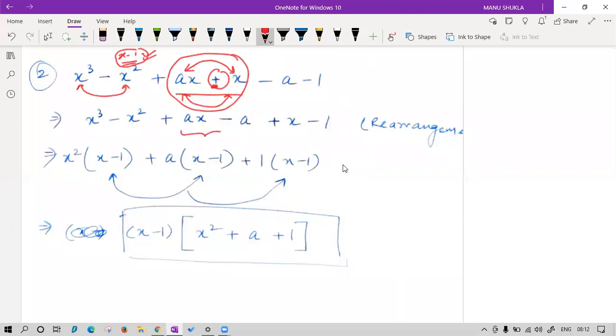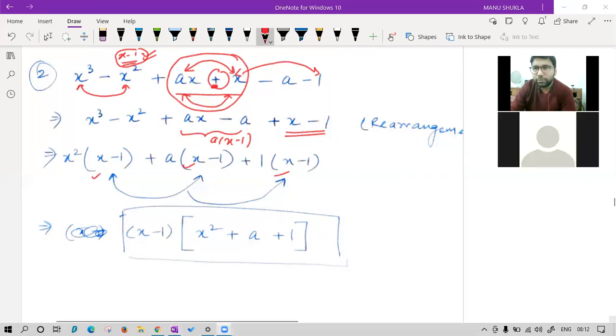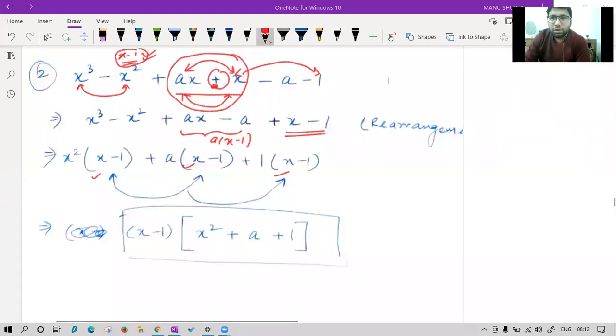That is why I rearranged and brought this a near to ax and made it ax minus a, so that I can visualize my x minus 1. And the last one is exactly the same, what you want, x minus 1. That was the trick. After that, we just took x minus 1 common and we got the answer. Just 1 second. Okay, now what do we have? Okay, this is the answer.